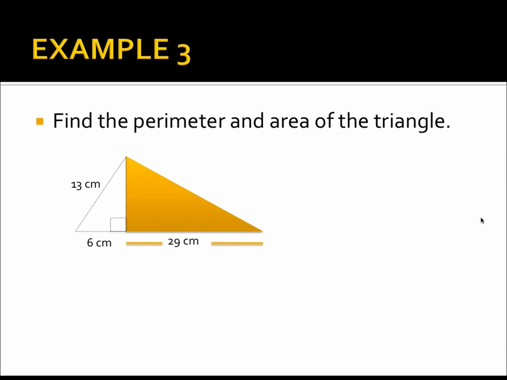Before I forget, can you pass those circle things up? I need to record those scores. The one we just graded.